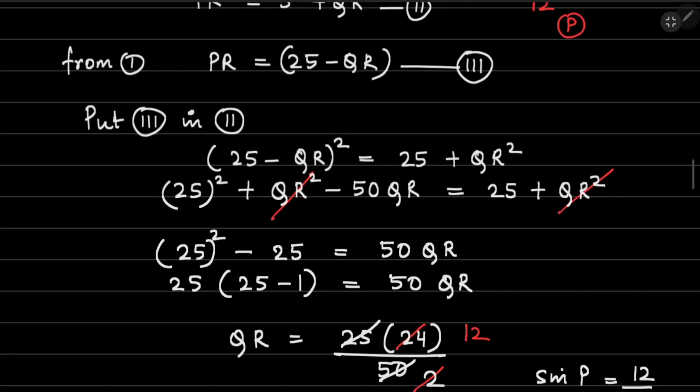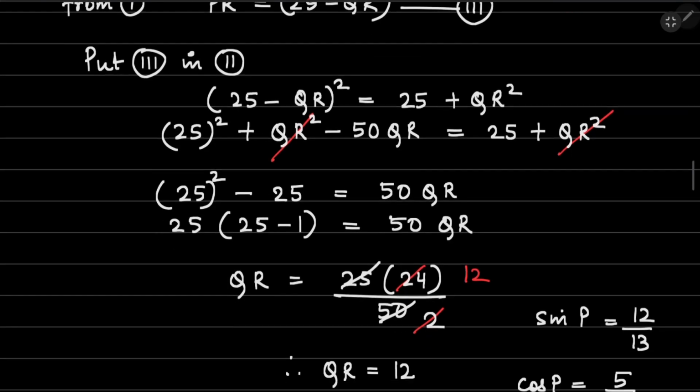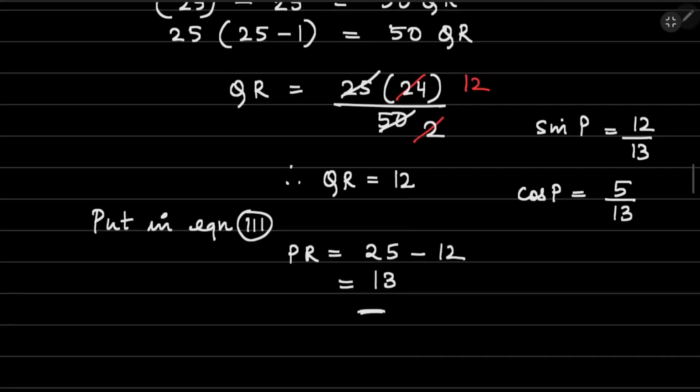And what else is asked? Tan P, P by B. What is P by B? 12 by 5. Right? So tan P is nothing but 12 by 5.